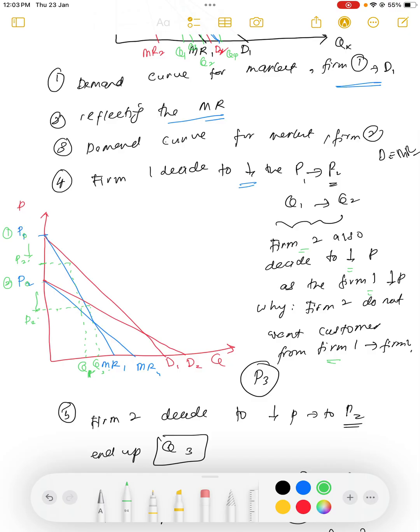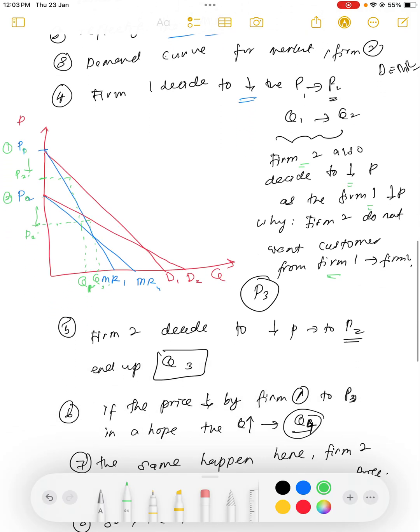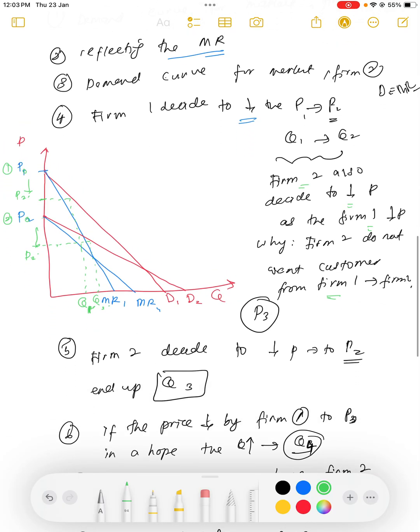Alright. Okay, let's see. And then firm 2 also decides to lower the price to P2. Okay, and then they want to lower the price a bit more. Okay, come here to the P3. For example, P3 plus, and the demand is here at the Q3. Okay, Q3. Can you see here?